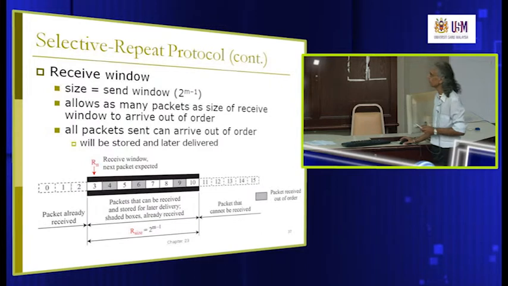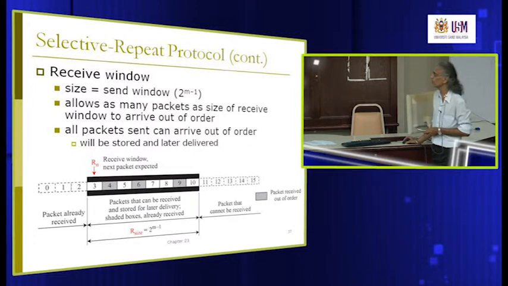Receive window. Now, the receive window size is large, so it allows as many packets as the size of the receive window to arrive out of order. So, we're expecting packet number 3 next, but packet number 4 arrives. Fine, we will accept it. We will mark that this packet has been received, but it is not in order. Packet number 6 arrived, fine. Packet number 9 arrived, as long as it is within the window, fine.